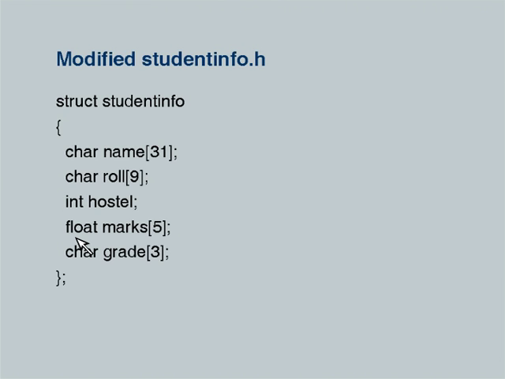Assuming that integer takes 2 or 4 bytes, the total number of bytes that will be required to represent this totality of information will be how much? Can you count? 31 plus 9, 40, 40 plus 5 into how many? Each floating point number is 4 bytes. So 5 into 4, 20 bytes. You have 40 bytes here, you have 20 bytes here, so you have 60 bytes. A character grade 3, 3 bytes. So 63 bytes. Integer hostel, let's say 4 bytes. So how many bytes totally you get?